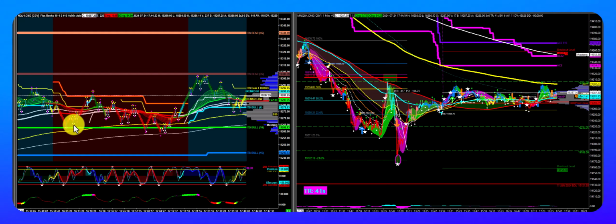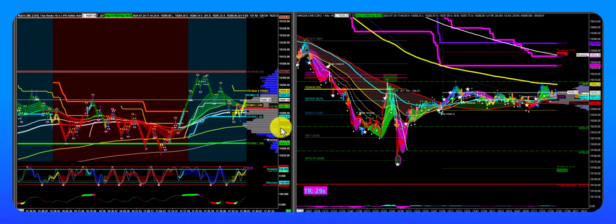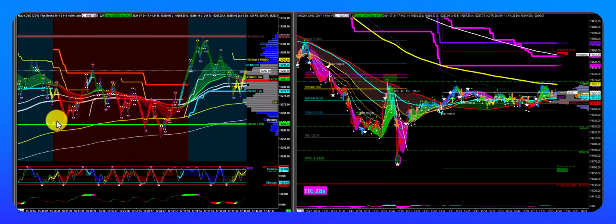Okay, so what we want to do, and I'll get into more specific terminology, we want to look for three things. We want to see a bounce off the line with a doji. That's what these blue candles are right here. Okay, we want to see a doji. The second thing we would want to see is two dots on the top or the bottom.